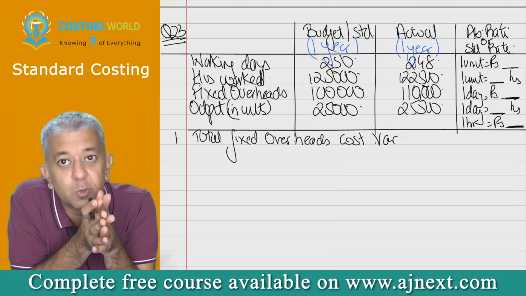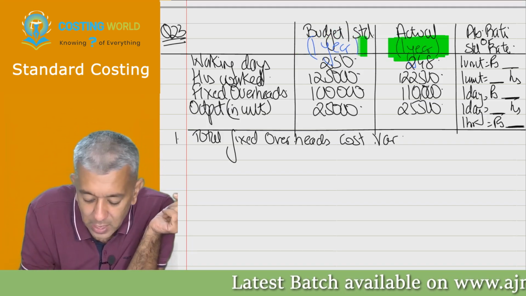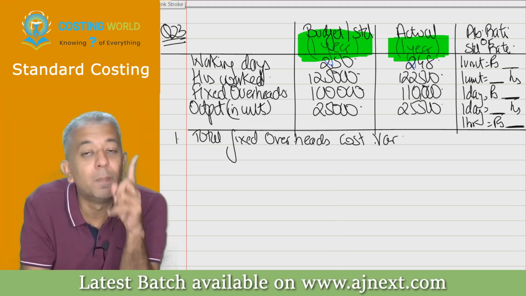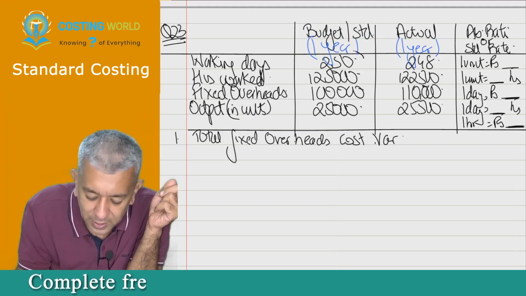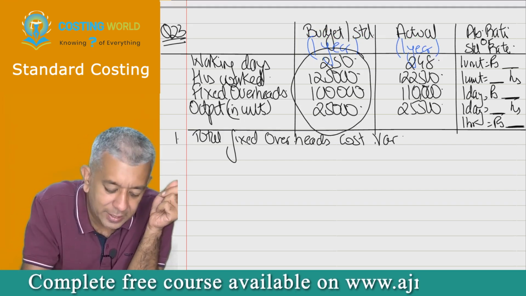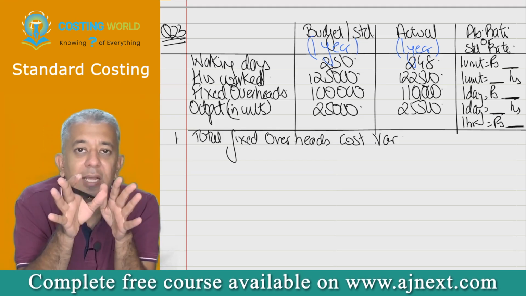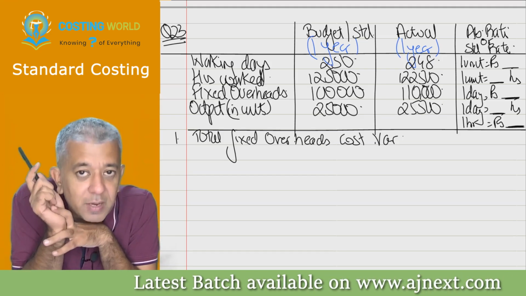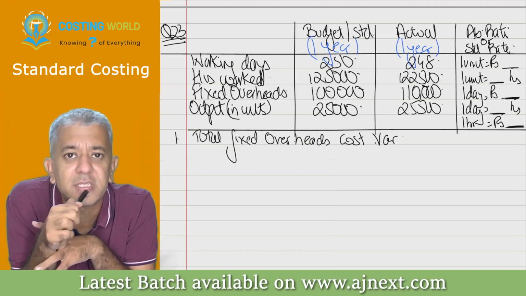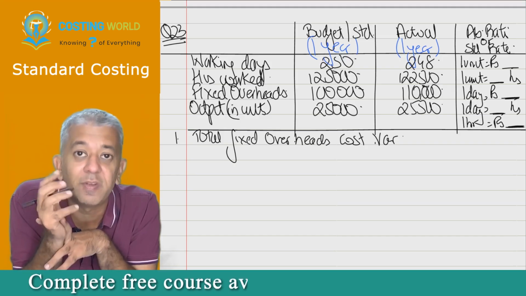You can start with the question. If actual data is of 1 year, but standard data is of 1 month, then in that case you multiply standard data by 12 and convert it into 1 year. Till the time the period is not the same, we will not start with the question. In material, labor and variable overheads, we prepared a revised standard when output was not the same. Now we will prepare a revised standard when the period is not the same.